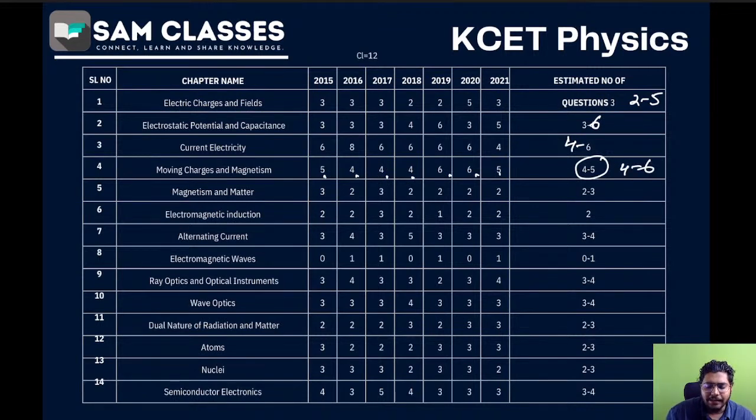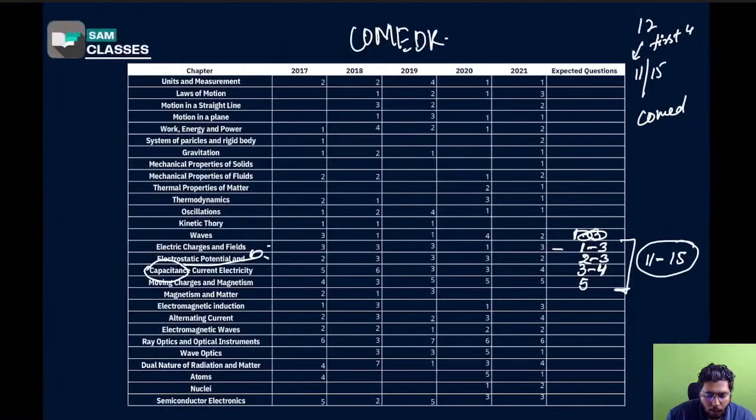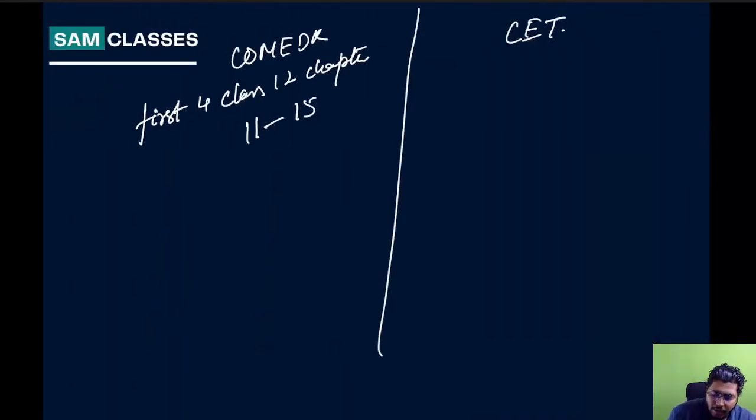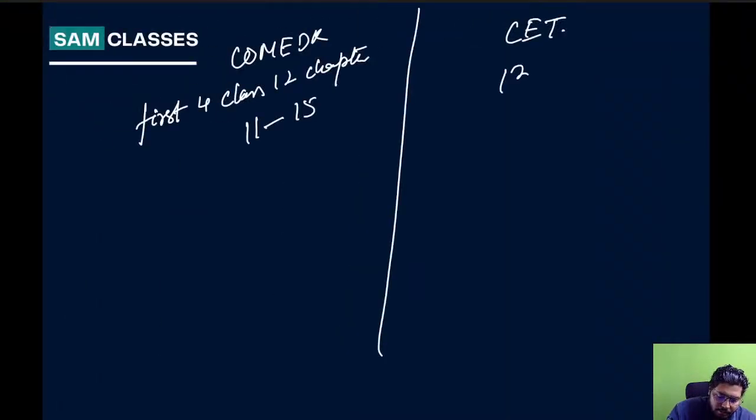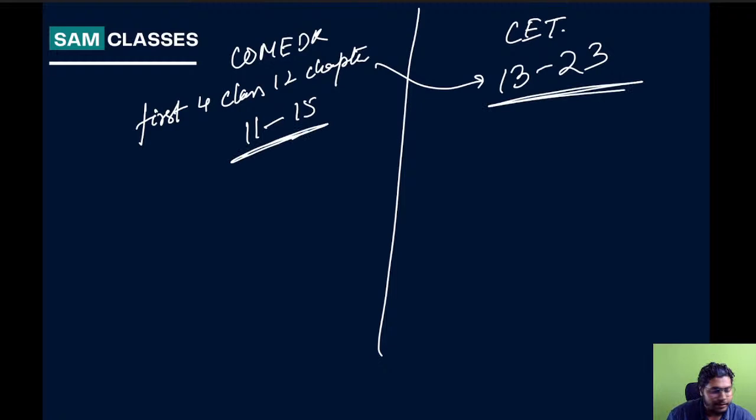If I add the minimum and the maximum, what will I get? 8, 11 and 2, 13. And this side what I'll get? 12, 18, 23. So a whole different analysis what we have got from here, 13 to 23, first 4 chapters. So you can see first 4 chapters, 11 to 15, here 13 to 23.